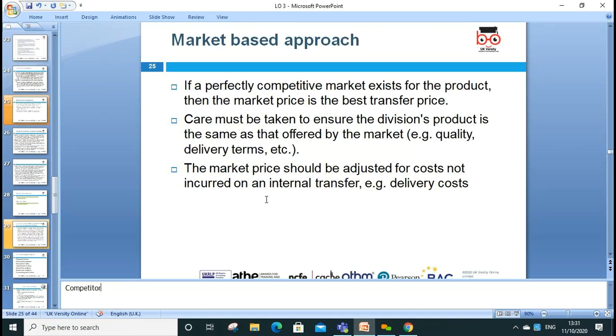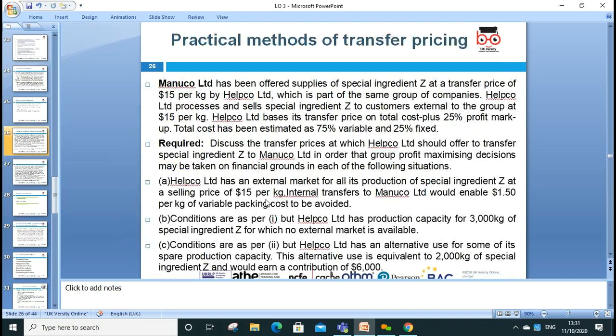Competitor-based price: what your competitor does, you just follow them and charge the price accordingly. Sorry, I'm not reading every slide, I'm just giving you the concept. You can try to read it fully if you have any questions.